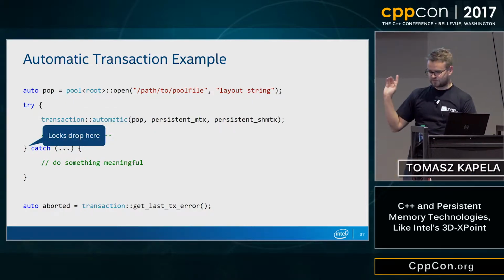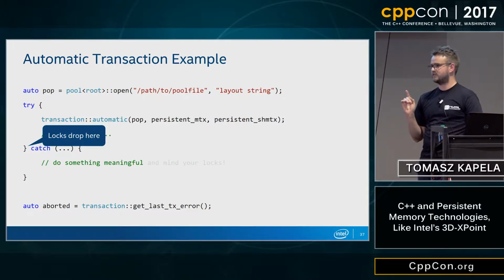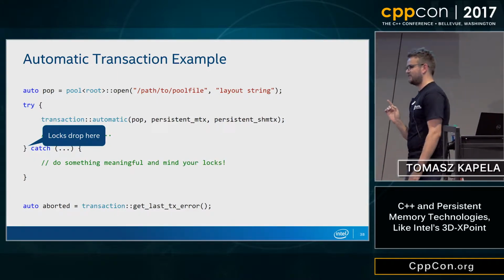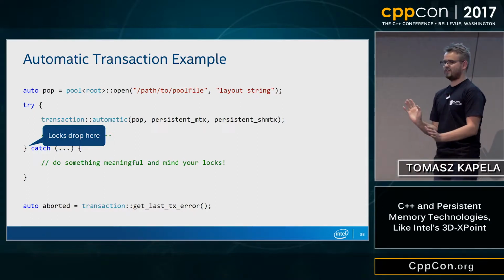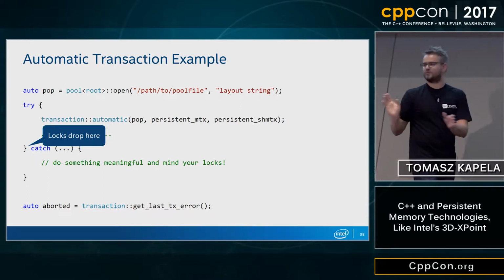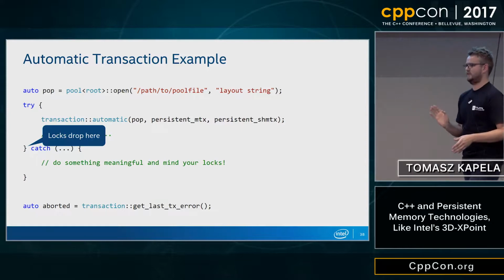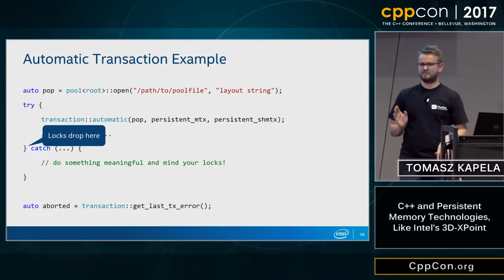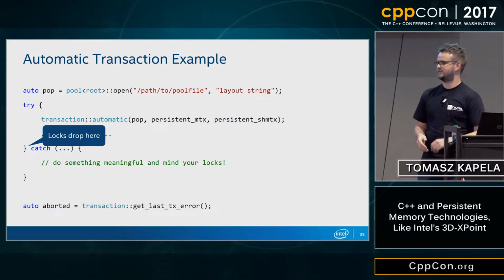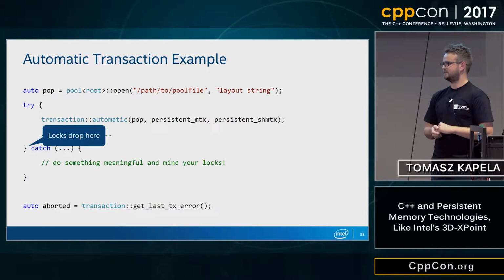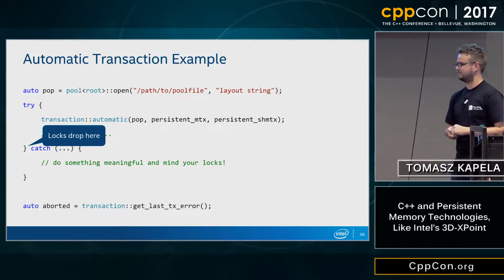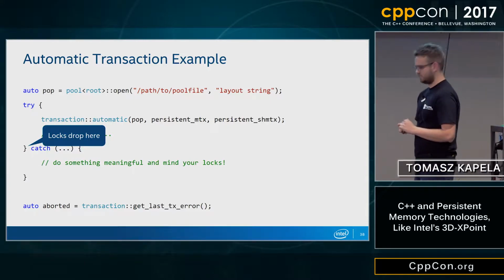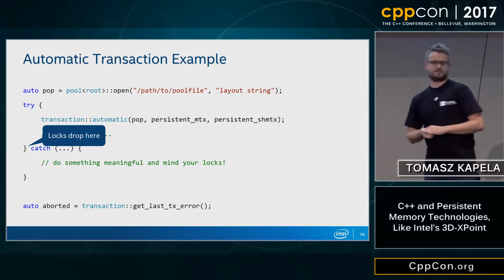I mentioned that logs drop here, which is really important because in the catch clause, the logs are no longer held. So if you have some cleanup that you gotta do, you have to manually relog. And that's a potential race condition, so yes? So I'm just trying to understand the get last transaction error. Is that asking for the last transaction on the current thread? Yes, the last transaction on the current thread, yes.